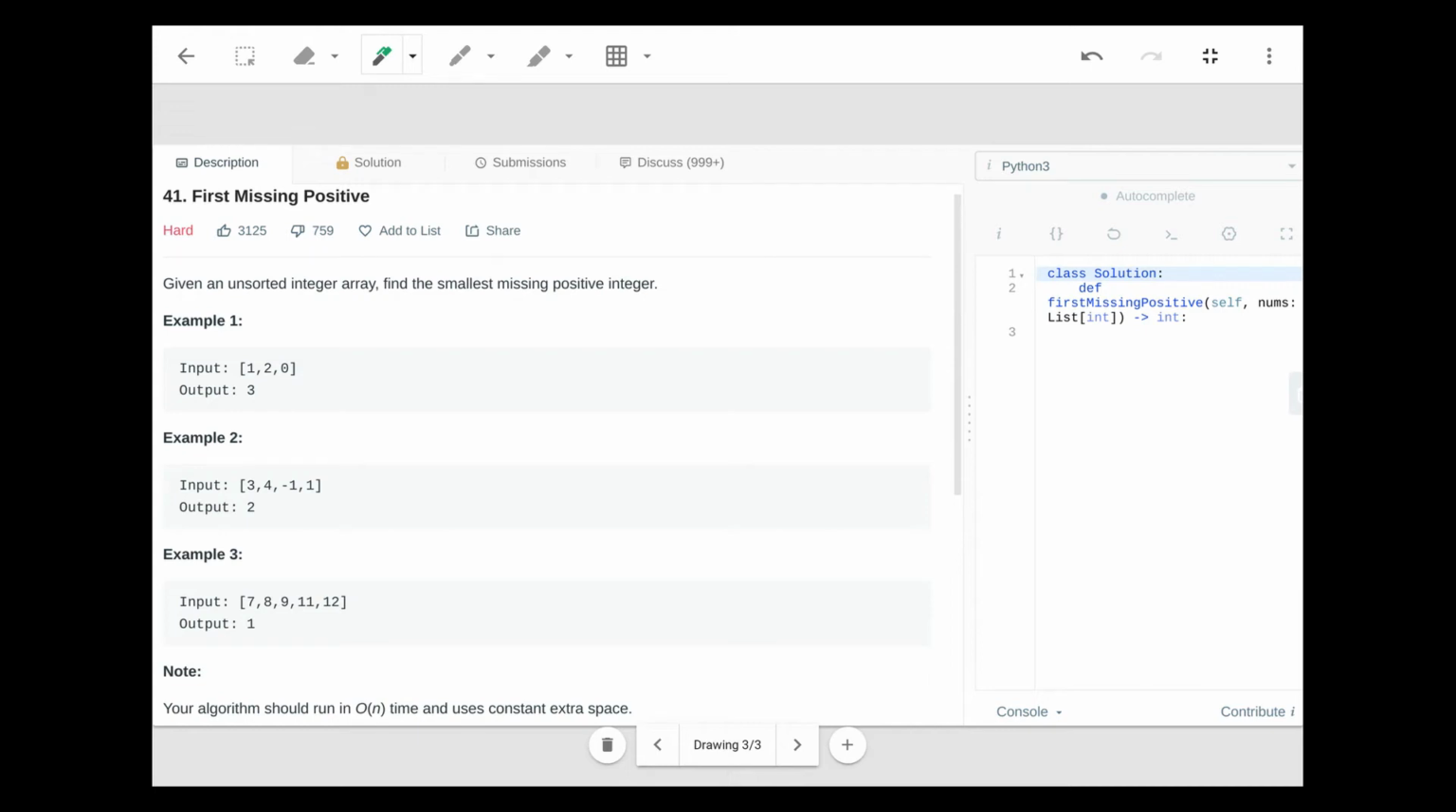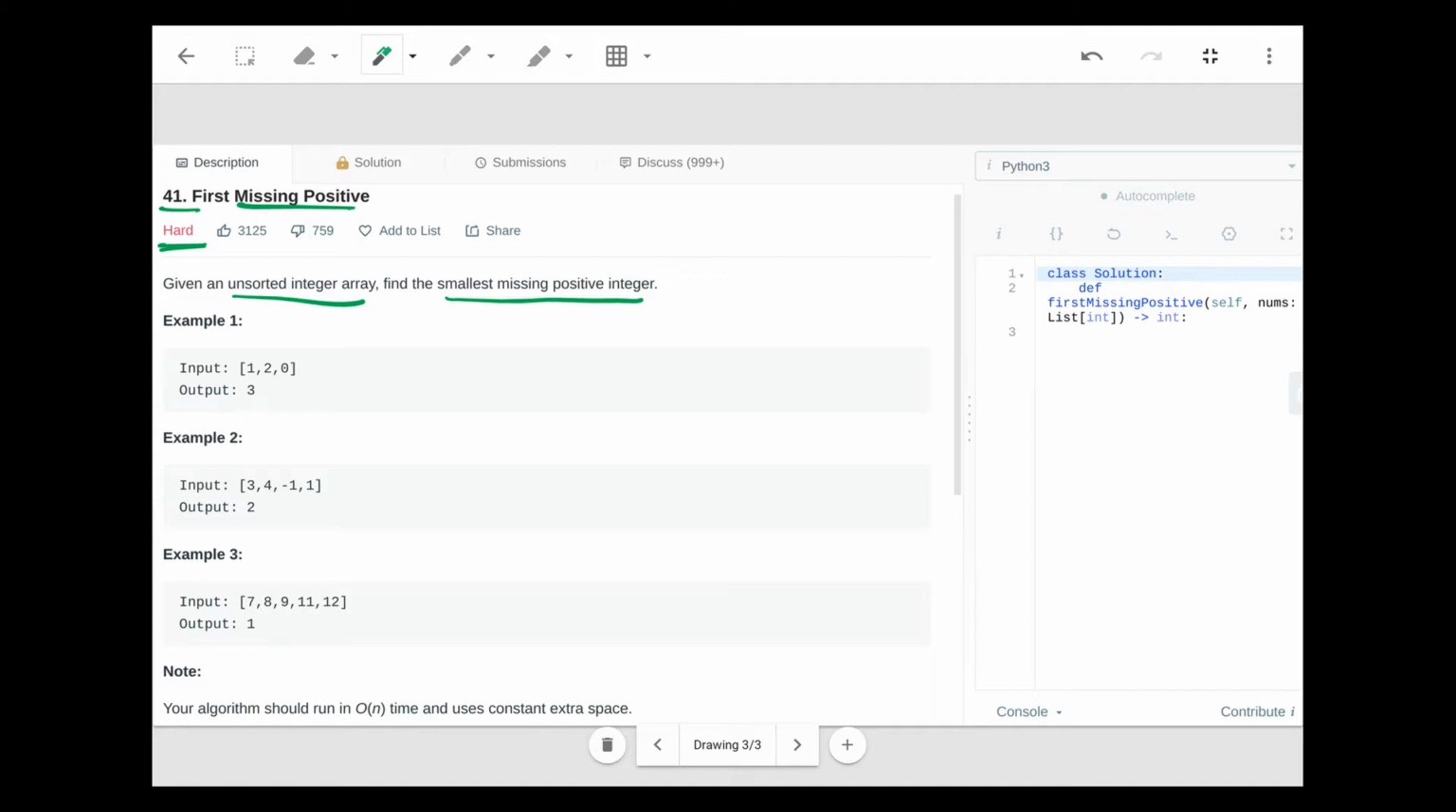Hi guys, let us look at question number 41 in Leetcode, first missing positive. It's tagged as a hard question. So let's read out the statement. You are given an unsorted integer array and you need to find the smallest missing positive integer. So I don't think this is a hard question.